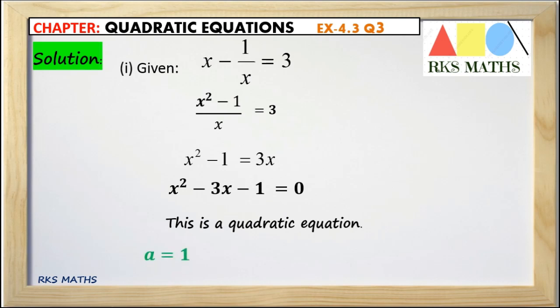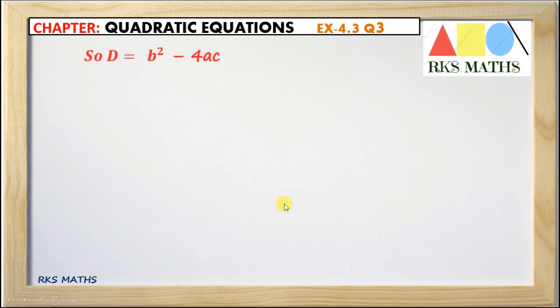Students, here you see the coefficient of x square is 1. That means a is equal to 1. Coefficient of x is minus 3. So that means b is equal to minus 3. And the constant part is minus 1. So c is equal to minus 1. Students, I am going to solve this quadratic equation with the help of the quadratic formula. You can also use the factorization method.